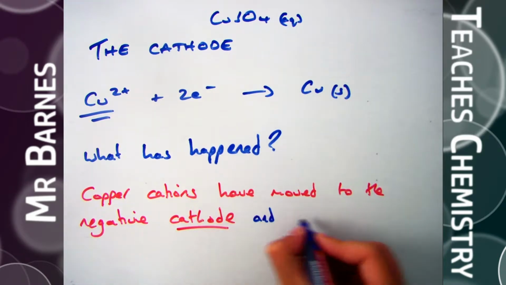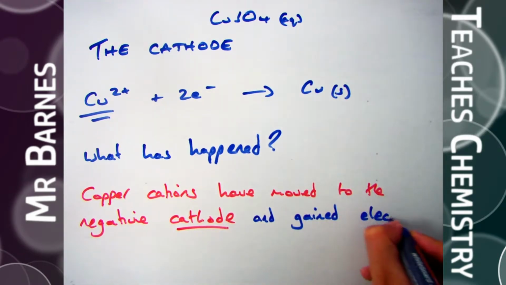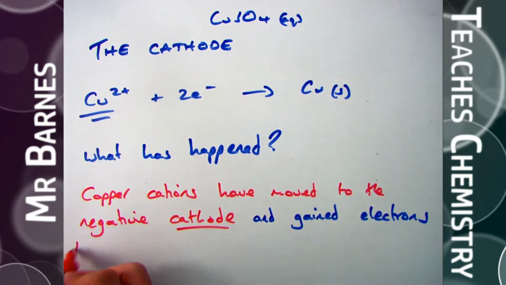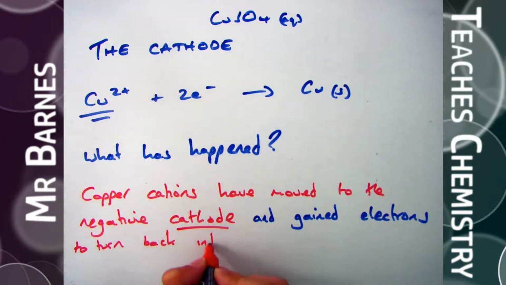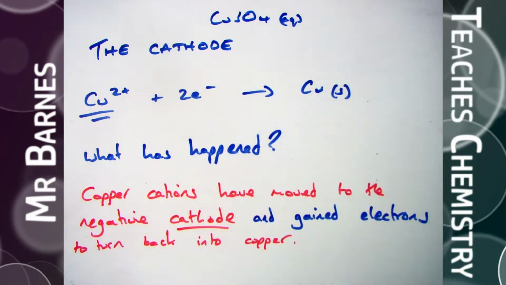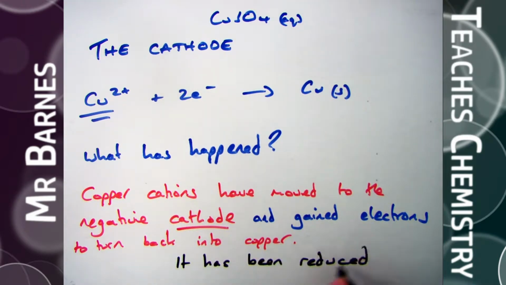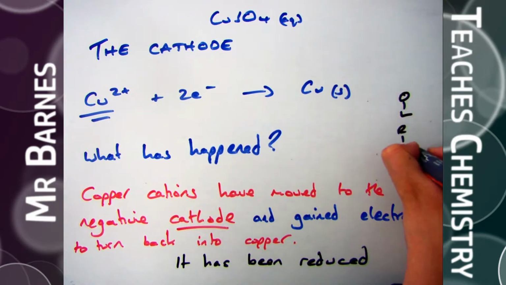Once they are there, they gain electrons. In this case, copper is going to gain 2 electrons to return back into their normal atom, copper. And then finally, you mention what that is. So oil rig, oxidation is loss, reduction is gain. So it has been reduced.